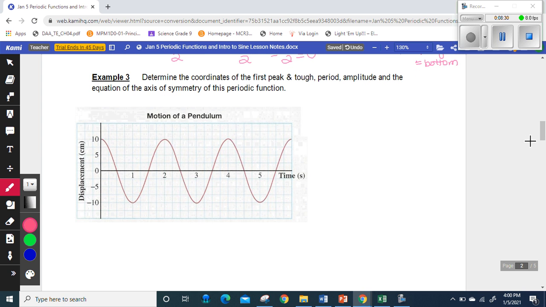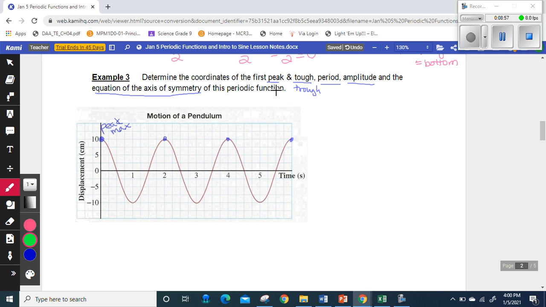So let's see. Determine the coordinates of the first peak. That should say trough, the period, the amplitude, and the equation of the axis of symmetry. All right. So our peak is a maximum. So it's at my first top. So this is a peak, also known as a maximum. We've got more of them. There's one here, there's one here, there's one here.